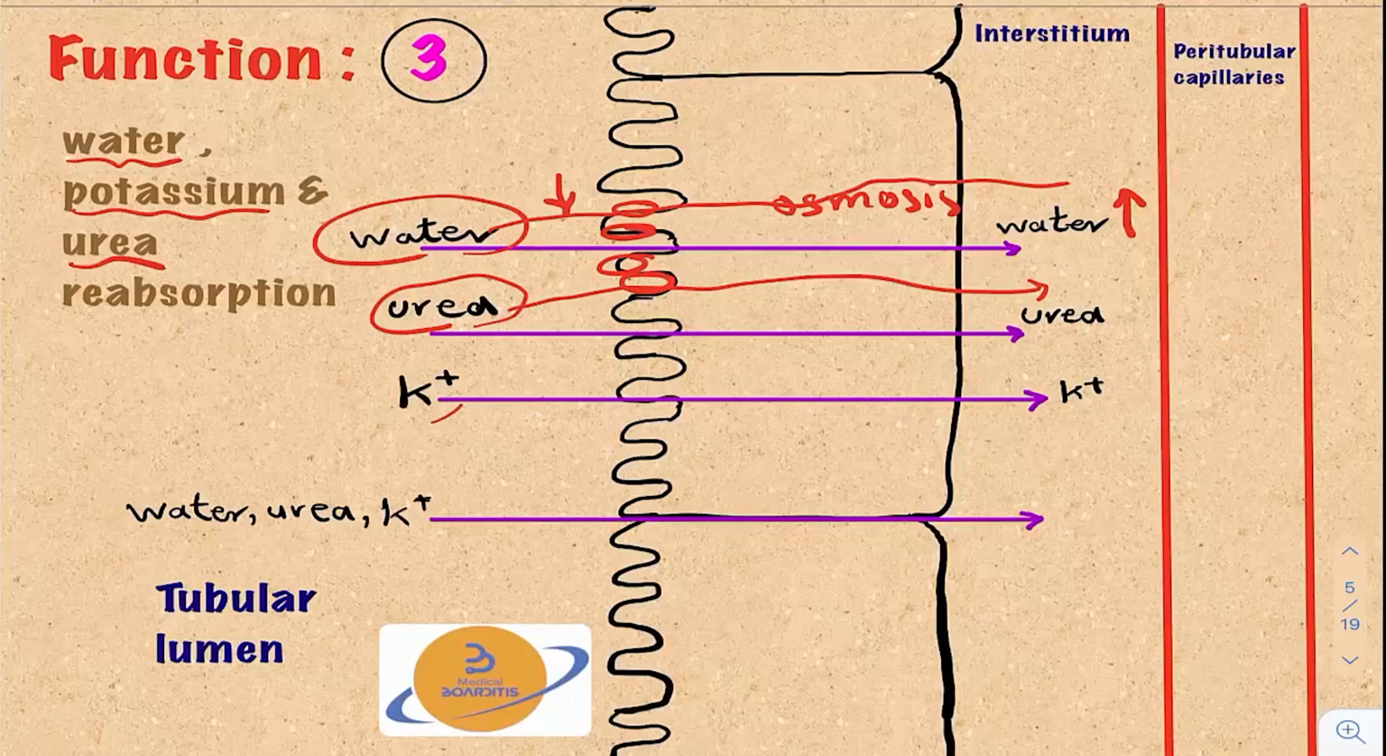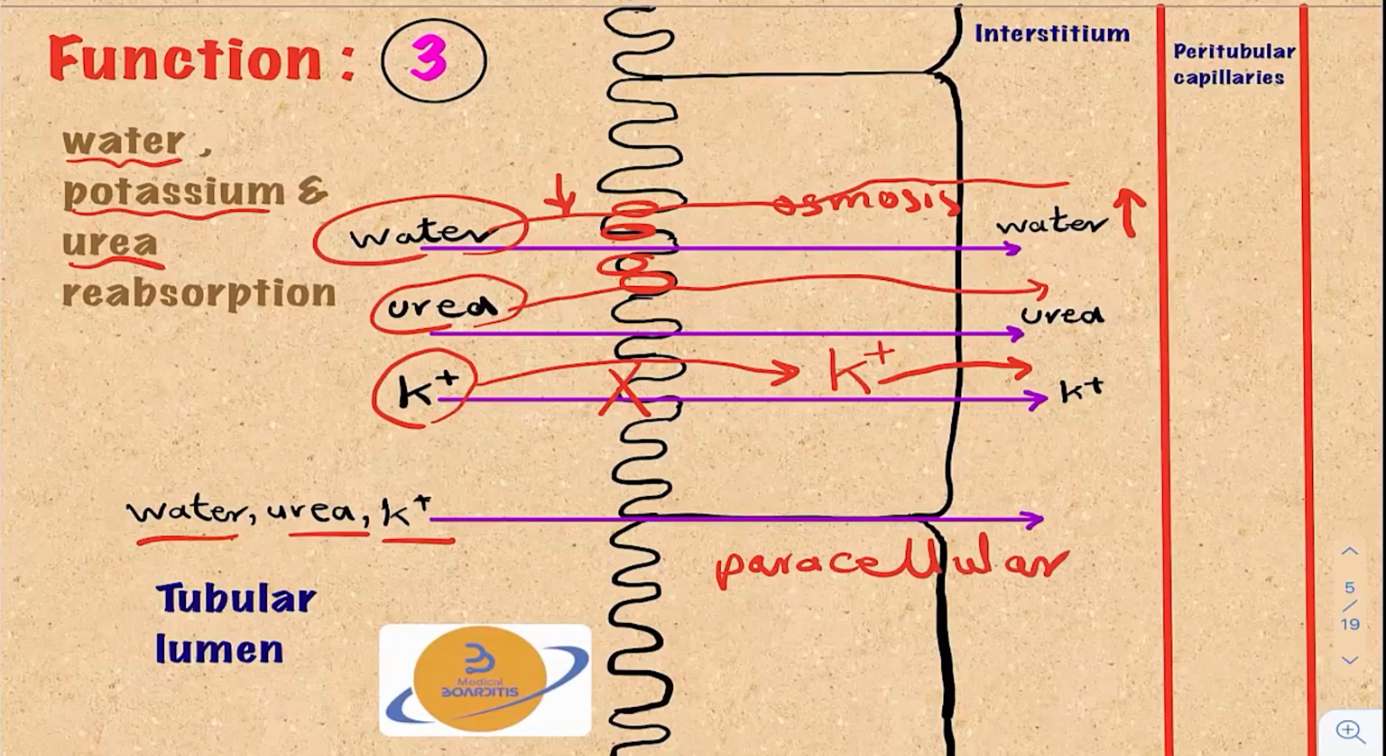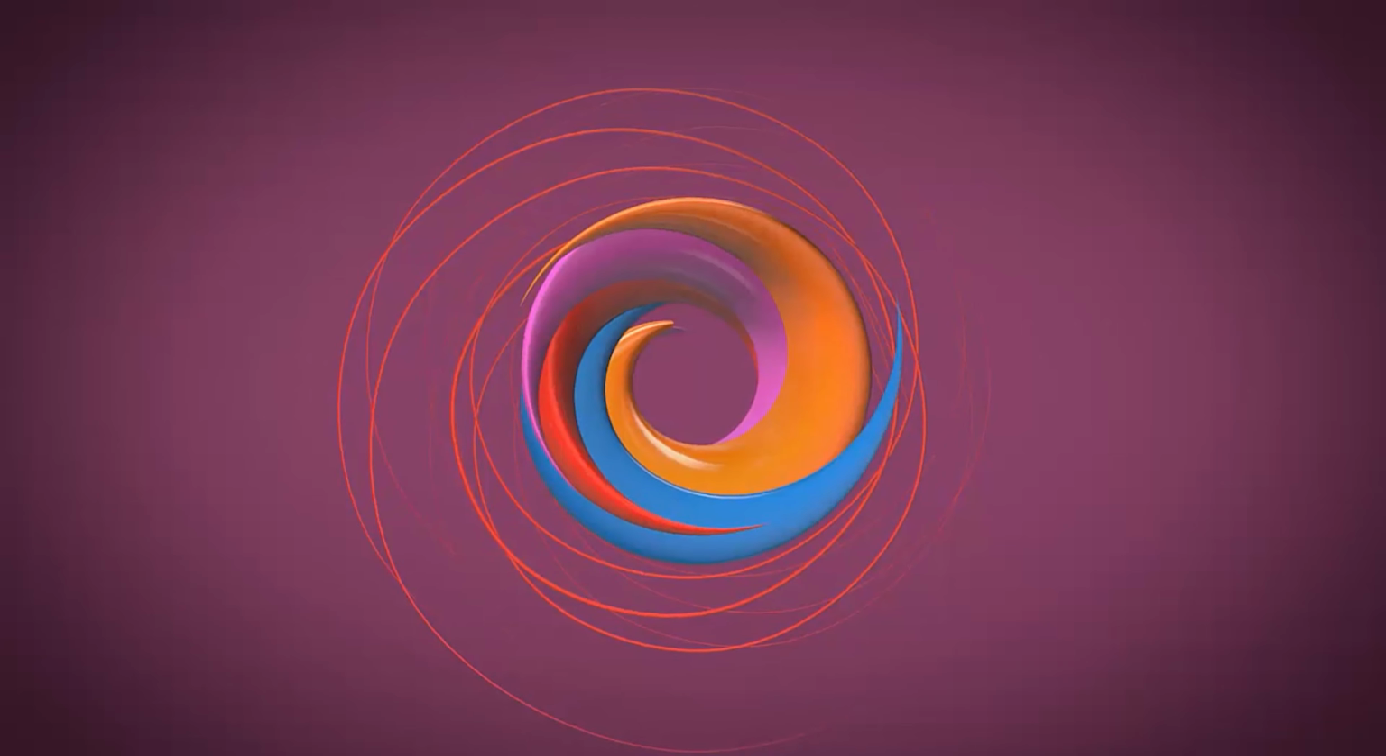The mechanism by which potassium is reabsorbed from the tubular lumen into the inside of the brush border cells is not really well understood. But after it is inside the brush border cells, it becomes reabsorbed into the interstitium along its concentration gradient. Finally, water, urea, and potassium can also move through the paracellular route along their concentration gradient into the interstitium.